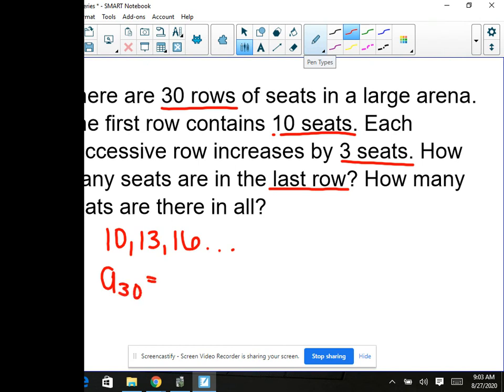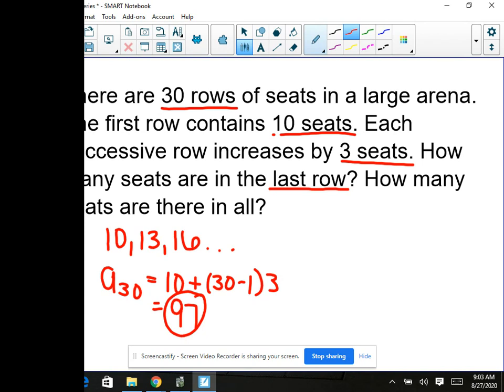What did y'all get when you found how many seats were in the 30th row? Someone tell me? 97. 97, good. So from there, that is an actual answer to one of the questions. Then it asks us, how many are there total?